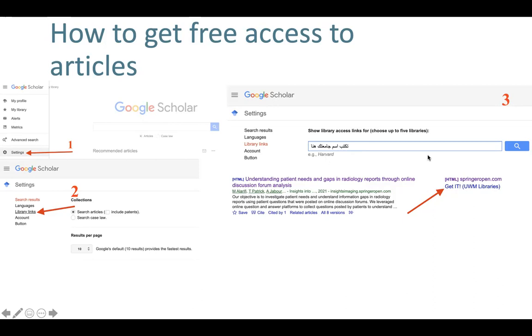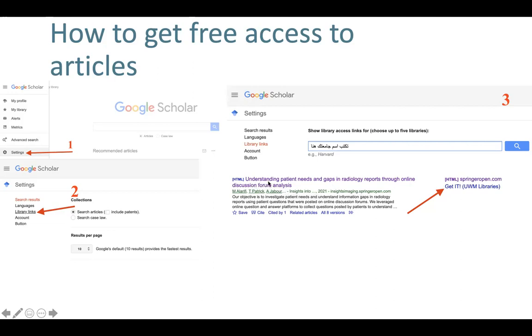If you don't find your university, then maybe your university has a different way to get free access to the article. So go check with the library. I strongly recommend you ask them, hey, what's the way? And in the image under the last one, there is one example.